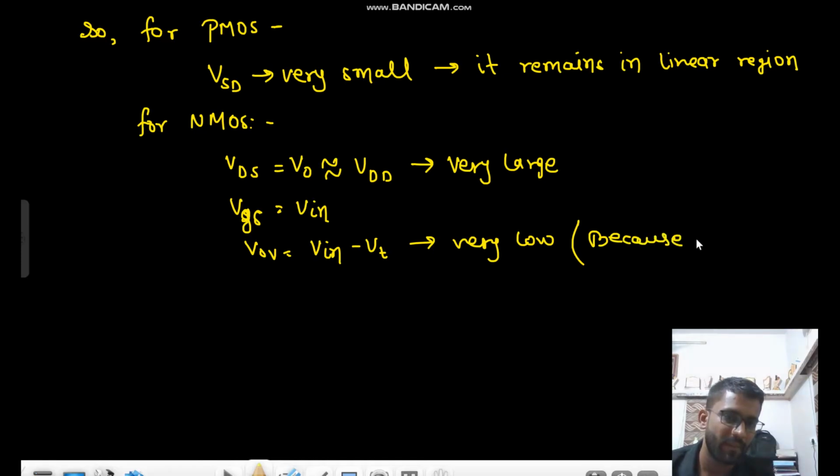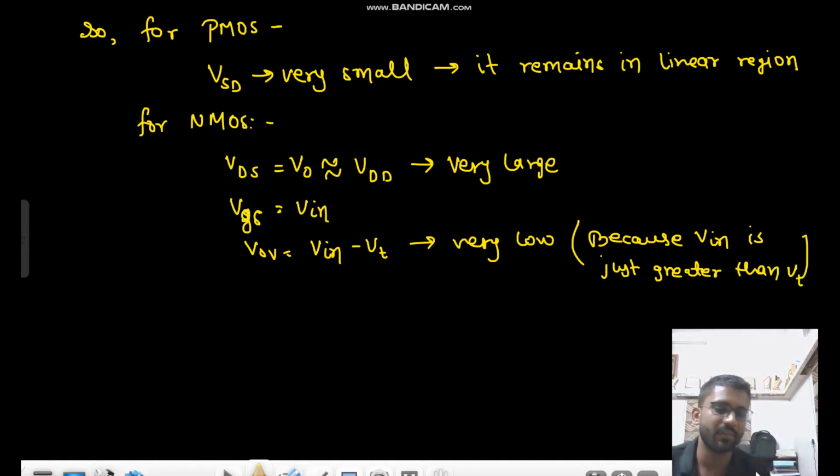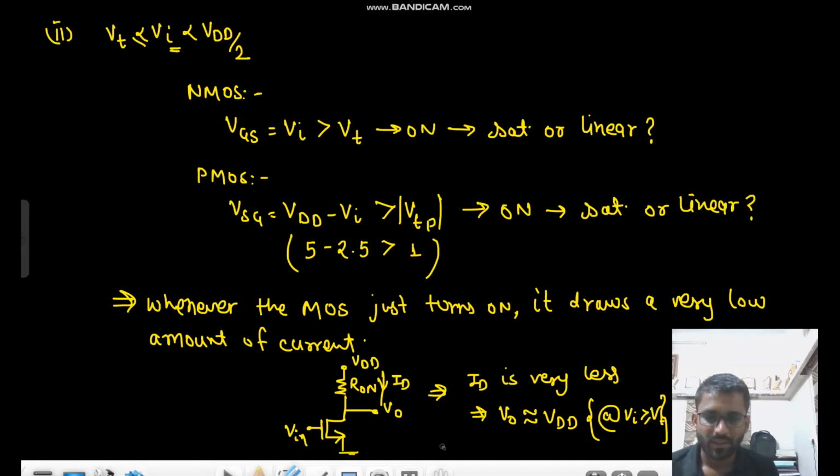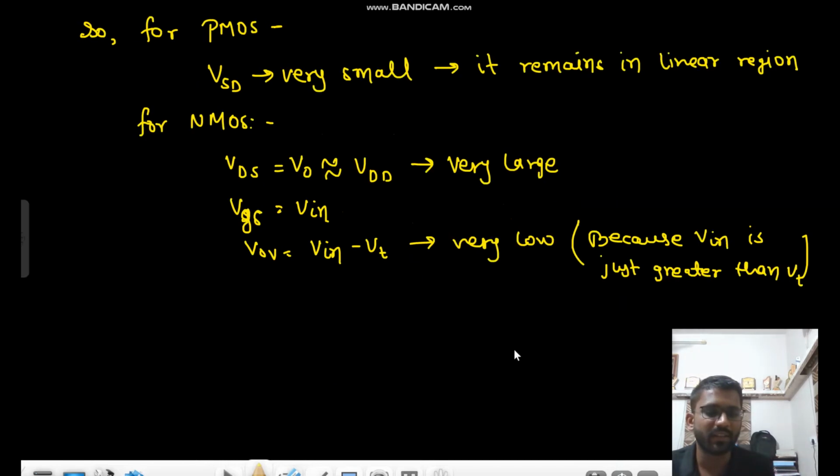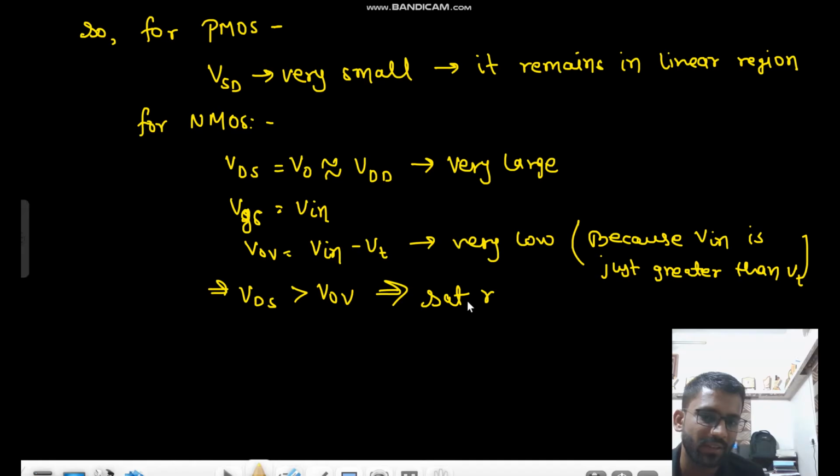Because V in is just greater than VT. Okay, at V in just greater than VT. Okay, so ID is very less at V in just greater than VT. So V naught is nearly equal to VDD. That means your VDS is greater than V overdrive. So that means what? It goes in saturation region. Okay, did you understand it?